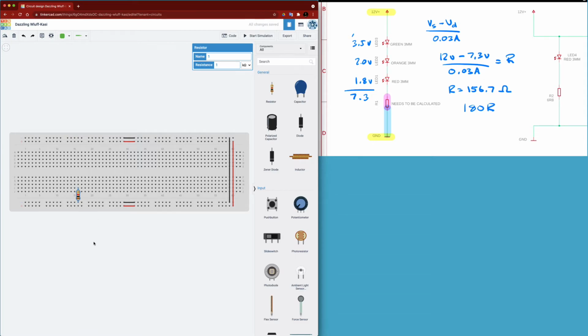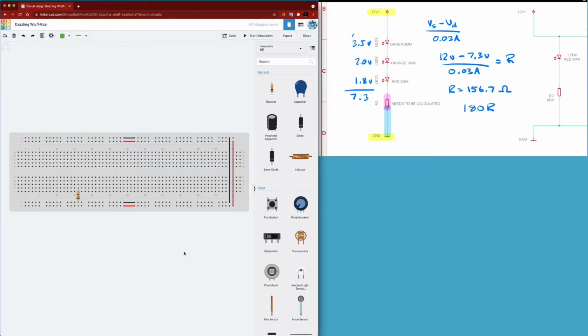Okay, now what value of resistor is that? Well, it's 180 ohms. So at the top here it says we can change this to ohms and type in 180, and notice that the color band will change to brown, gray, brown, symbolizing a 180R resistor. So now that resistor is in, and what is it connected to?